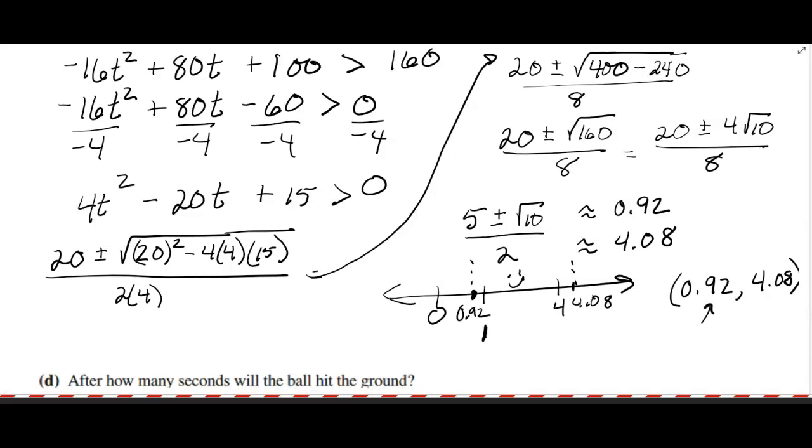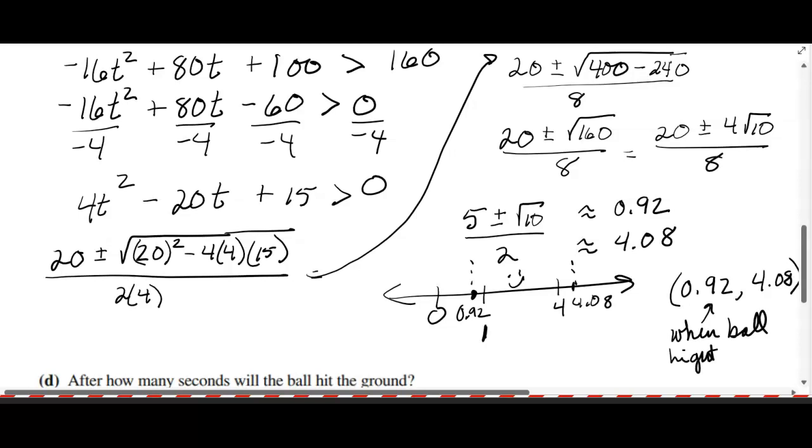That's when the ball is higher than 160 feet. Okay, so it takes almost a second for it to get up to 160 feet, and then it's going to stay that height. It's going to be that height or higher, and then it's going to start coming down, and then at 4.08 seconds about, it's going to be falling below 160 feet.